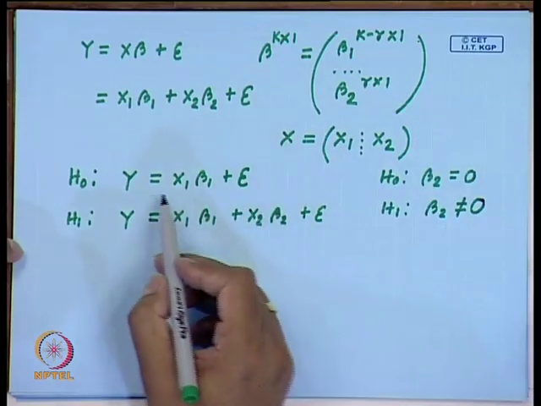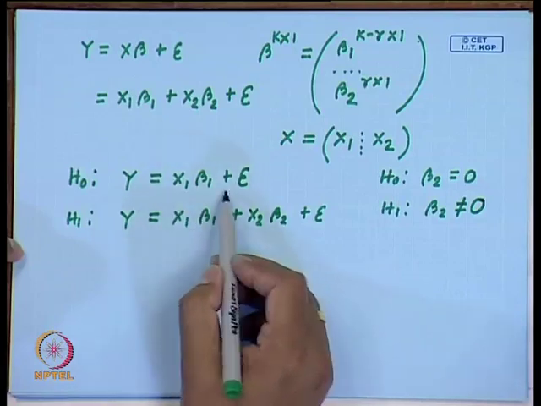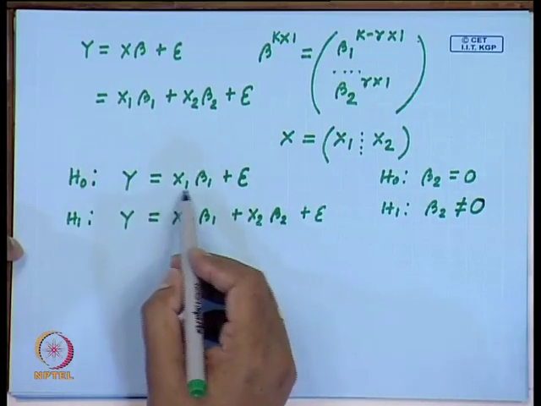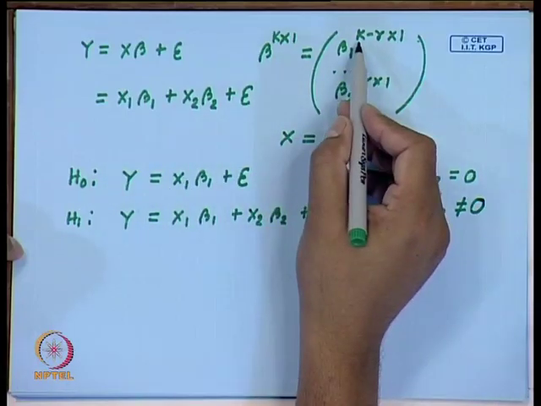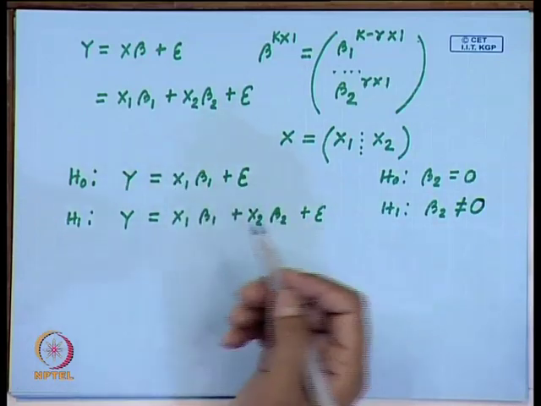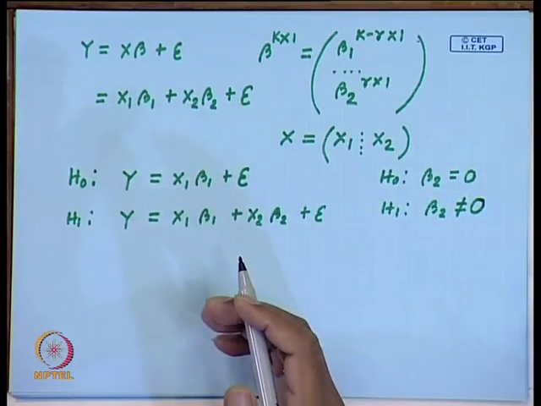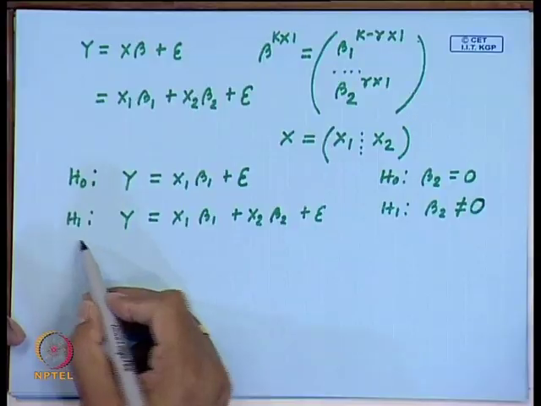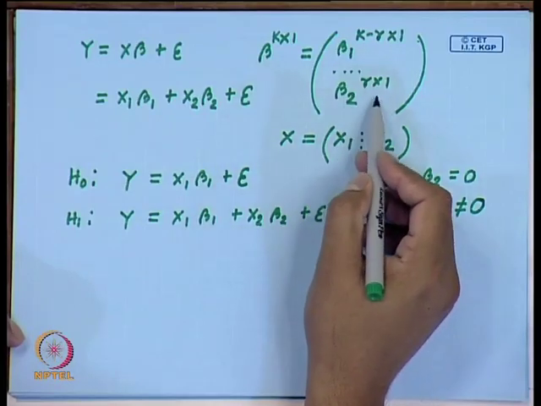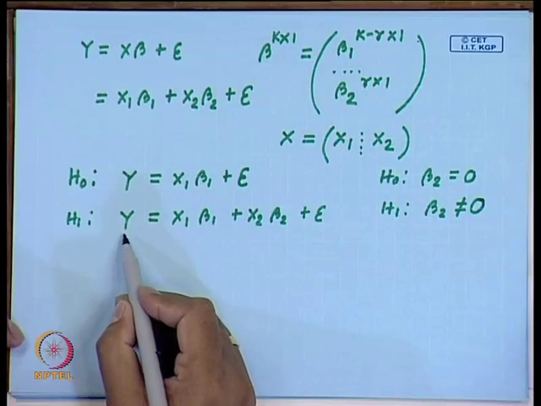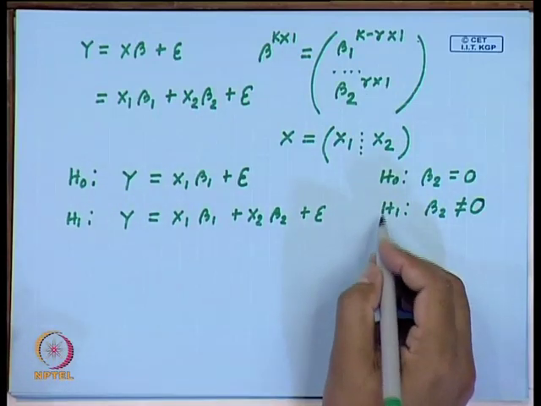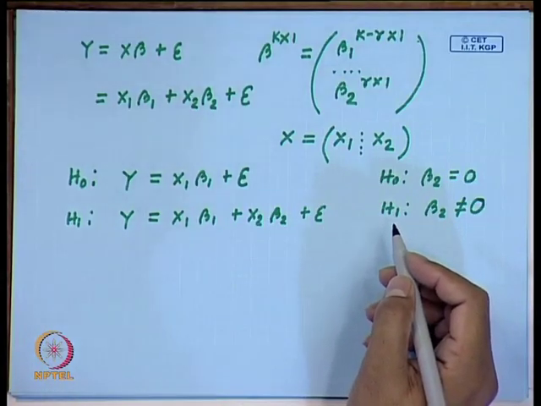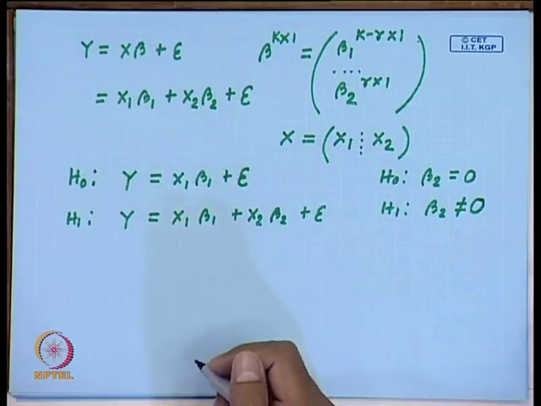So, what you claim is that this restricted model, the first k minus r regressors, are enough to explain the variability in y. You do not need the last r regressors. Well, and the alternative hypothesis says no, the last r regressors are also significant to explain the variability in y. So, to test this type of hypothesis, we use the extra sum of squares technique.